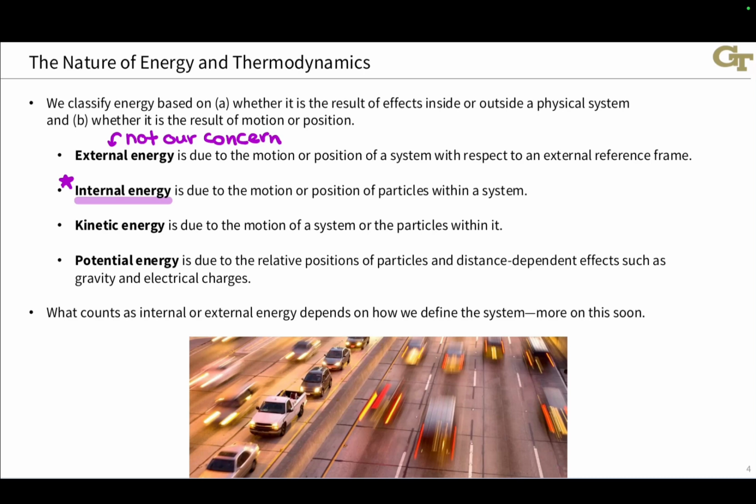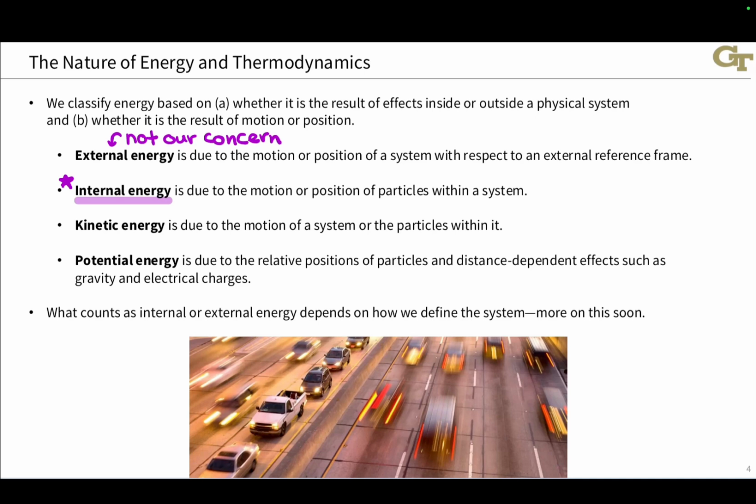Always, always, always. The focus is on internal energy, the energy inside a chemical system. Another distinction we make is between energy due to motion and energy due to position. And again, from everyday life, we know that objects in motion have energy just by virtue of their motion, right? They can bump into things and transfer that energy in the process of colliding with something. That energy due to motion is called kinetic.